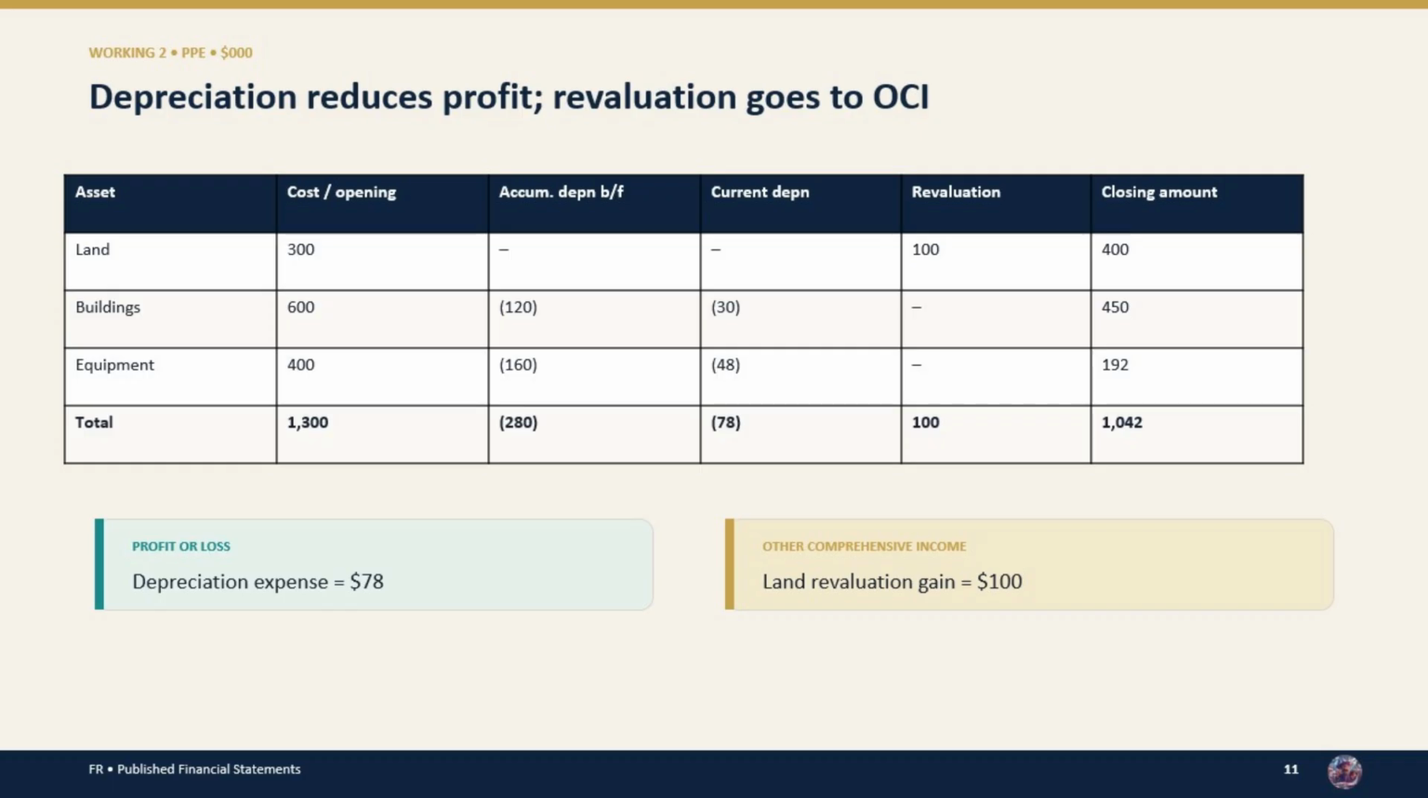The 78 depreciation charge reduces profit. The 100 land gain is other comprehensive income and builds the revaluation surplus. Keeping those effects separate is essential.